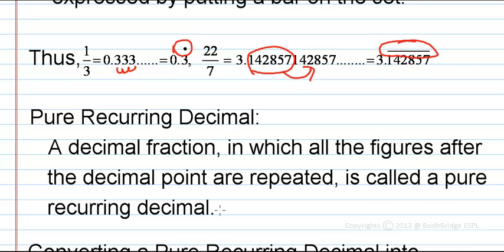Okay. I'll give you an example for pure recurring decimal. See now, if you have a value like 2.6321, it is repeated again: 6321, 6321. You can represent it as 2.6321 with a bar. Correct. So this value is a pure recurring decimal because it is a decimal fraction in which all the figures, that is 6321, after the decimal point, you have 4 digits, and all 4 digits are repeated. So it is a pure recurring decimal.